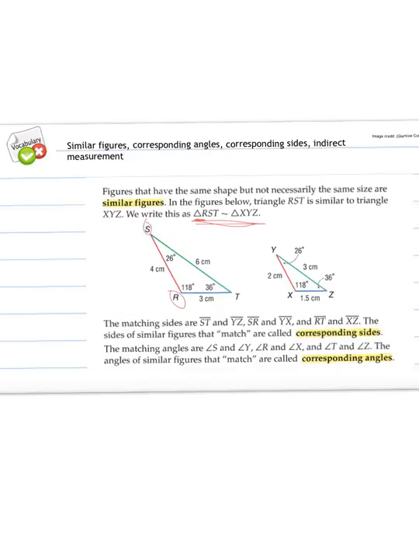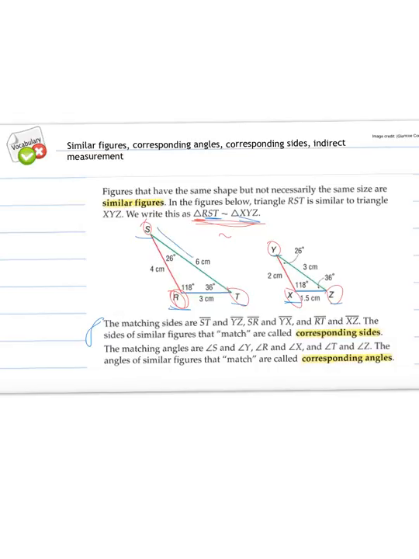RST, so we have point R, S, T, each of the vertexes in our triangle, is similar, that's what that little wave means, is similar to triangle XYZ. And if you notice, they go in the same order. So the R matches up with the X, S matches up with the Y, T matches up with the Z, same in the order of these. Okay? And if you look down below here, the matching sides are S and T and Y and Z.